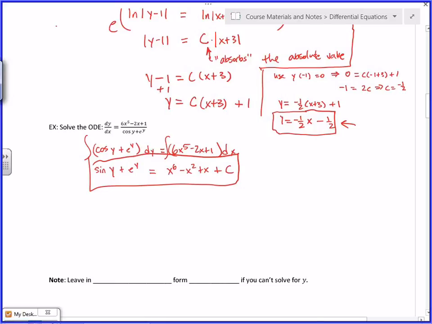And when I say if you can, I don't mean if you can. I mean if it is possible to be done. Okay? No, can't do it. That's too complicated. I have to add something to both sides. No. You can't do it in this case because the y is inside an exponential and inside a sine. There's no way to separate the y from both of those.